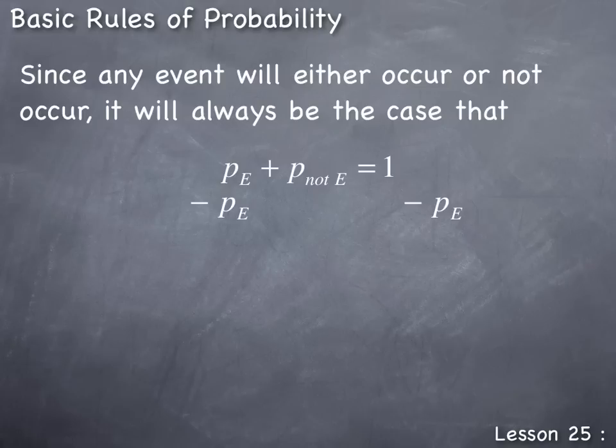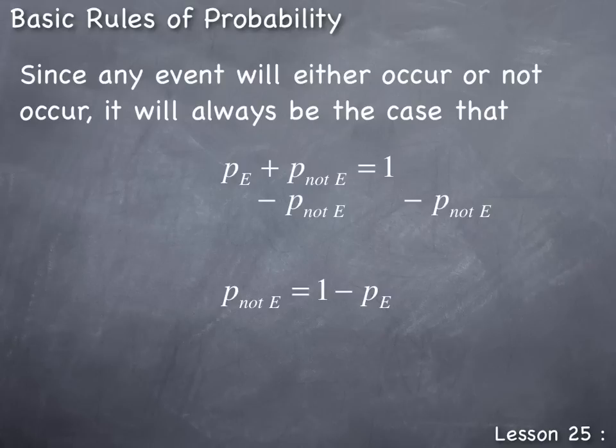And when the probability of E subtracts the probability of E, that just leaves us the probability of the event not E occurring is equal to 1 minus the probability of event E occurring. So we could calculate the probability that an event does not occur by taking 1, the total probability, minus the probability it does occur.